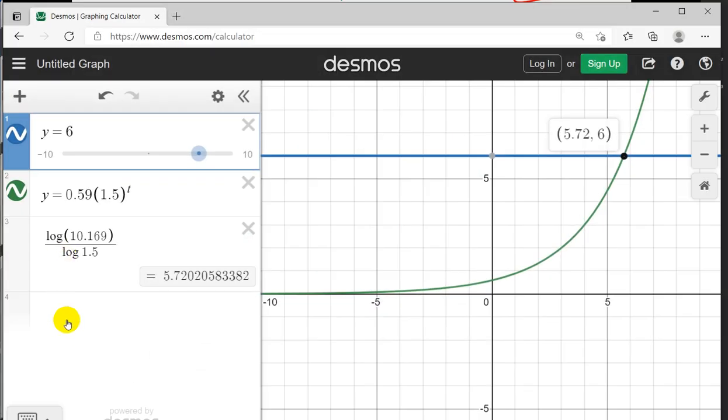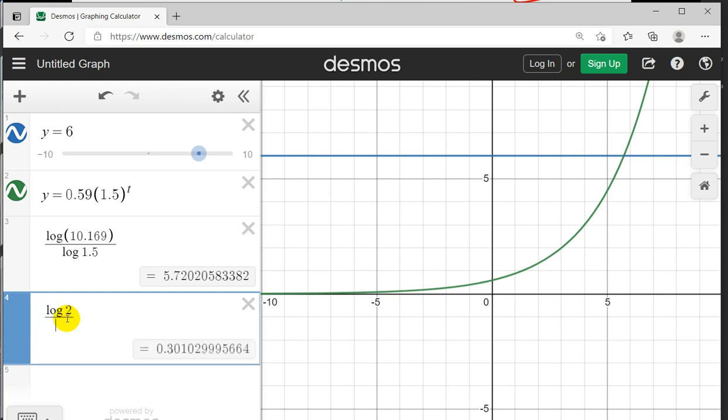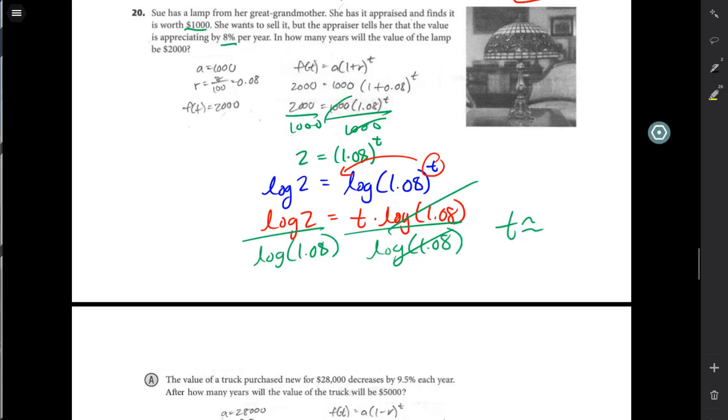So t is approximately, let's go ahead and do that: log 2 divided by log of 1.08. That's going to be 9.006, so that's approximately 9 years. It would take about 9 years for the value of the lamp to be worth $2,000.